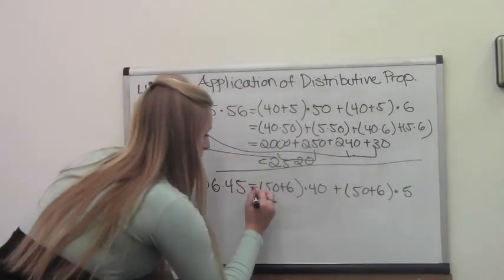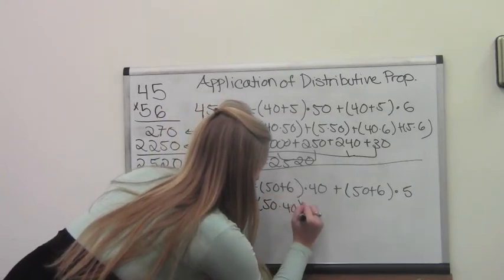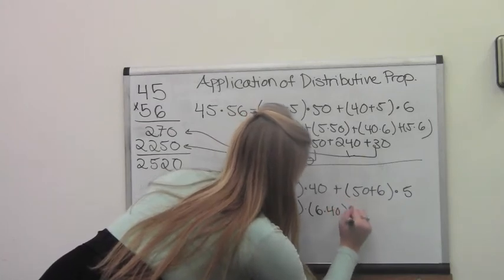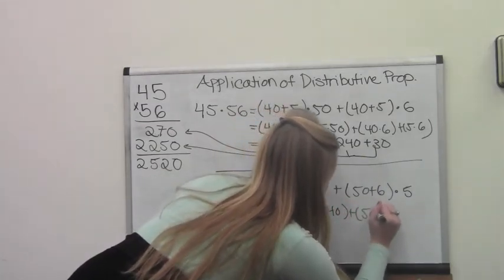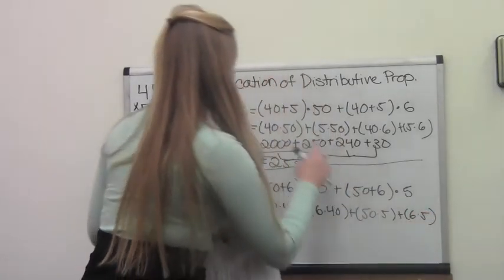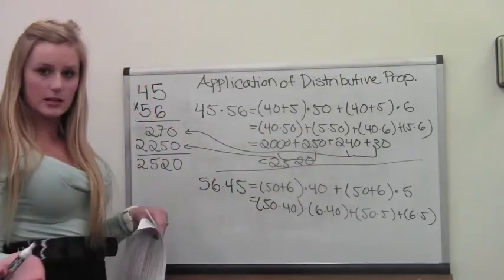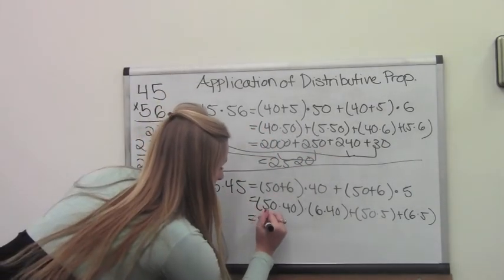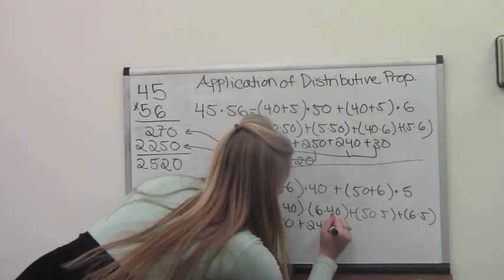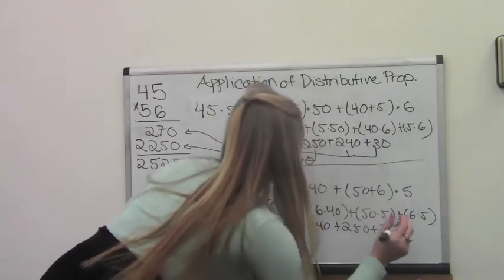In the same way as above, we can see that this is essentially 40 times 50 plus 6 times 40 plus 50 times 5 plus 6 times 5. Now all of these will be the same as we found above, just simply in a different order based on how we choose to decompose, which will again give us values of 2,000 plus 240 plus 250 plus 30.